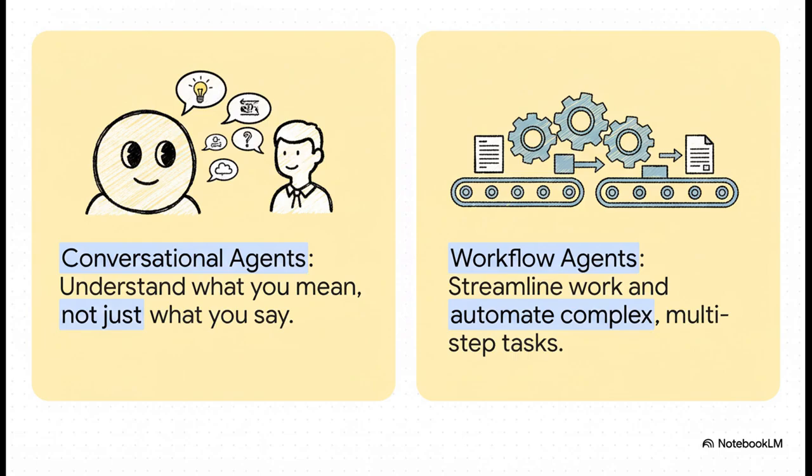So, when it comes down to it, you're going to run into 2 main types of agents. On one side, you've got your conversational agents. These are the masters of understanding what people actually mean. And on the other side, you've got workflow agents, which are just powerhouses of automation built to handle all the complex stuff behind the scenes.